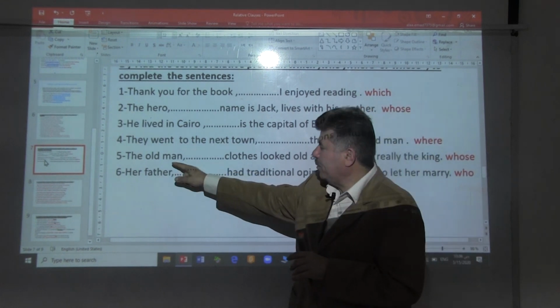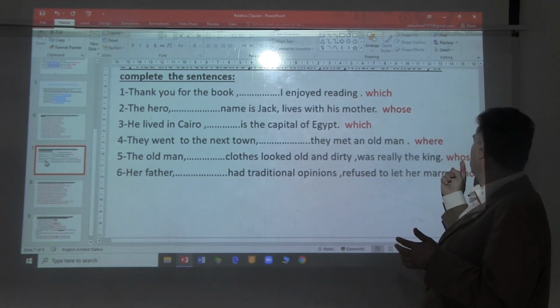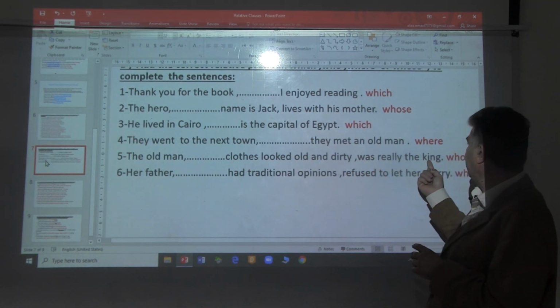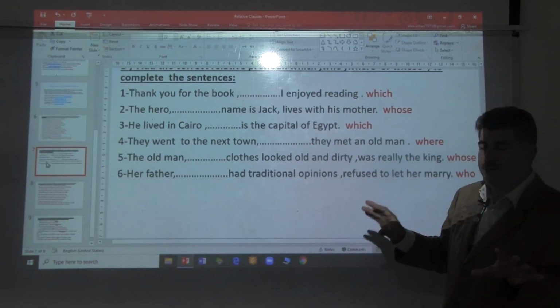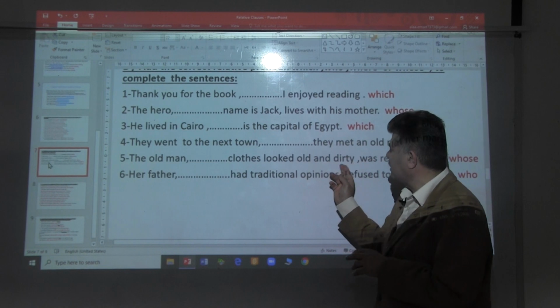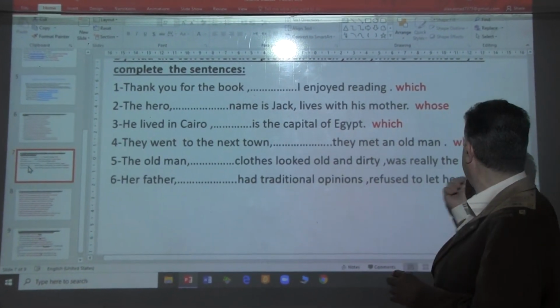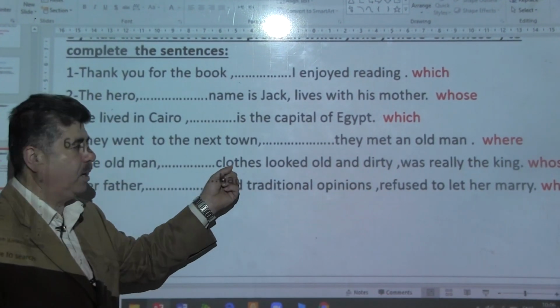The old man, we are talking about a man. So in this case, we have to use whose: the old man, whose clothes looked old and dirty, was really the king. The old man was really the king is a complete sentence by itself. So this clause forms what we call a non-defining relative clause. And we use whose here because we are talking about a possessive.